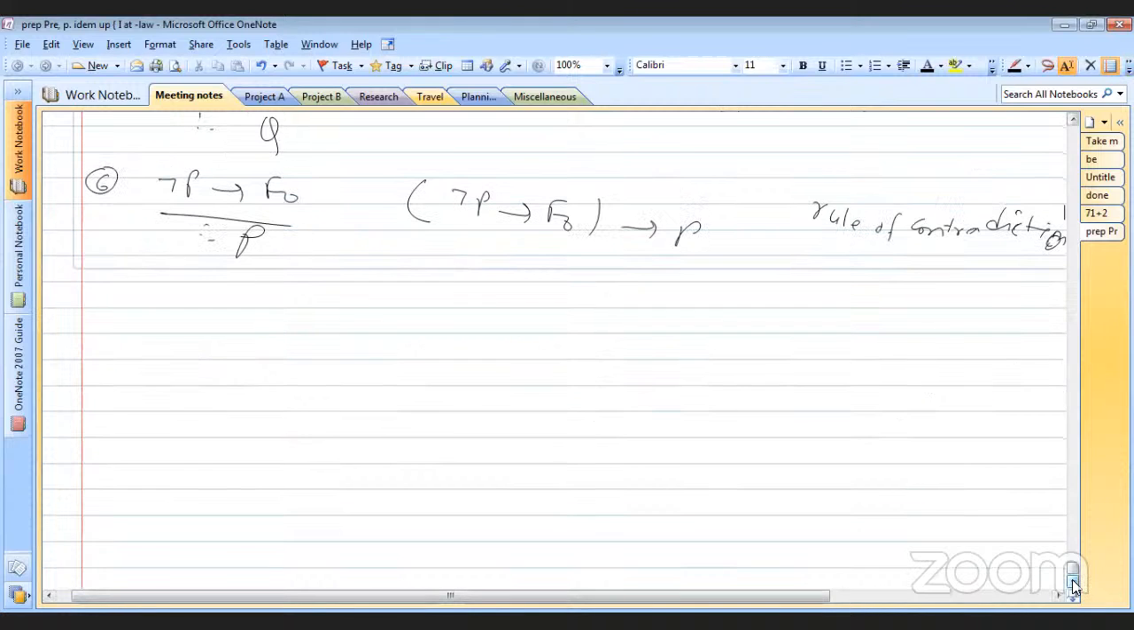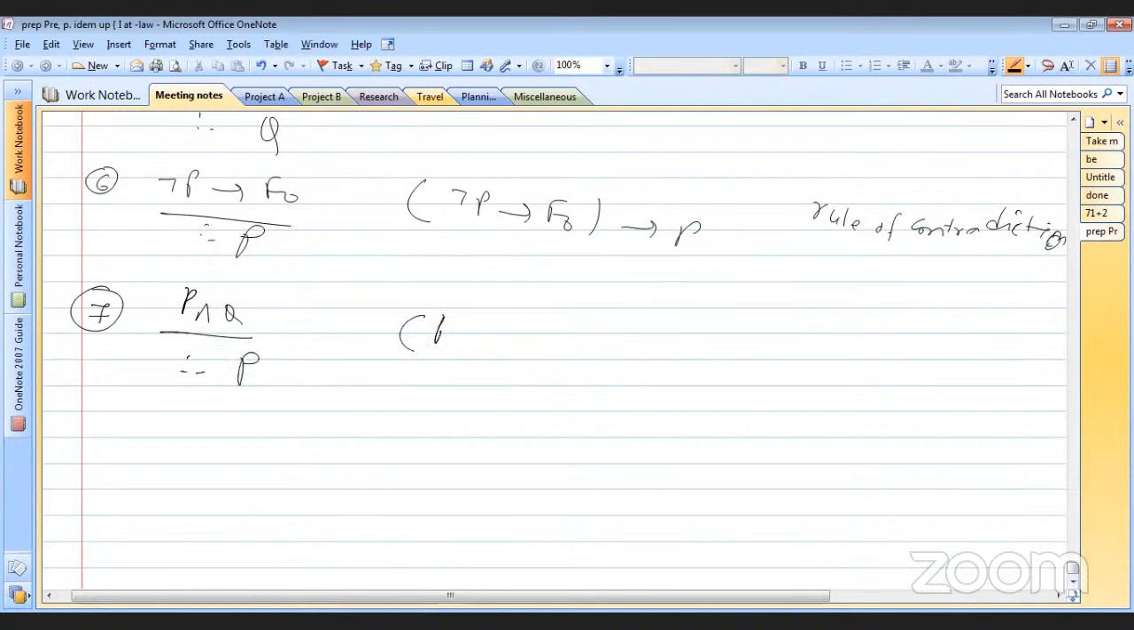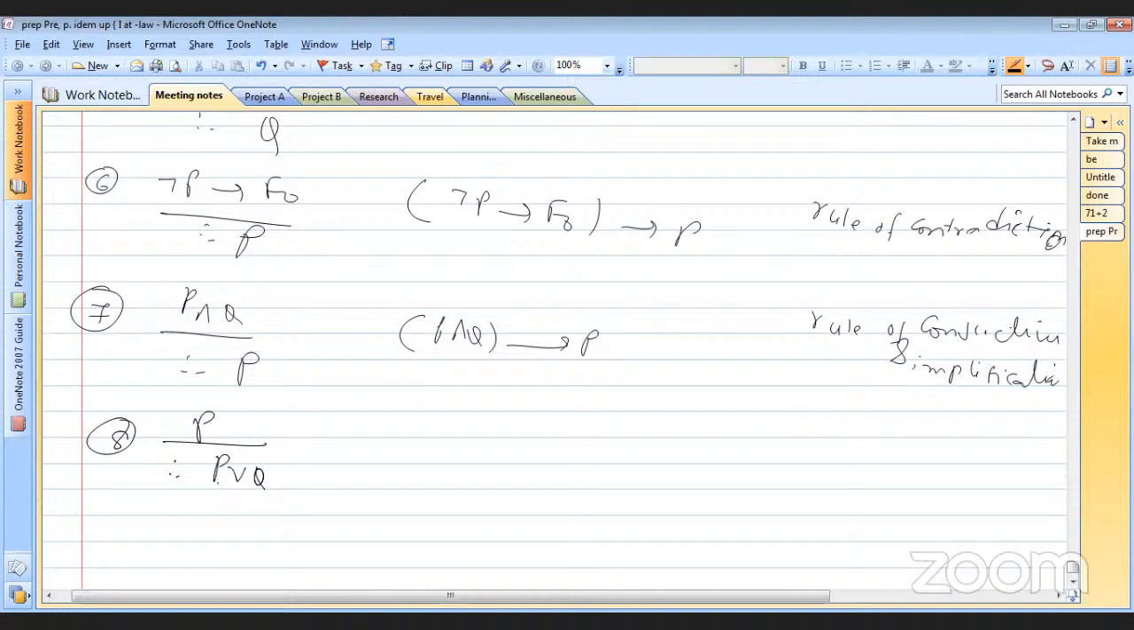The seventh one: P and Q, therefore P. This is the rule of conjunctive simplification. Then P implies P or Q. That is the rule of disjunctive simplification. And means conjunctive, or means disjunctive.